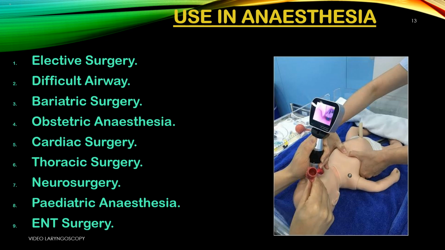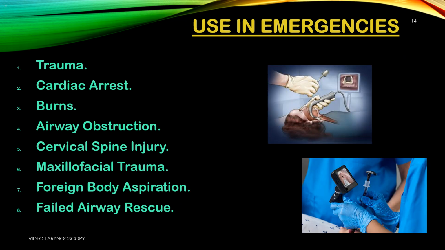Airway anatomy may be distorted by tumors or surgery. VL gives better visualization of distorted structures. Use in emergencies. 1. Trauma. Patients are unstable and may have blood or vomit in the airway. VL gives a better view with less cleanup time.